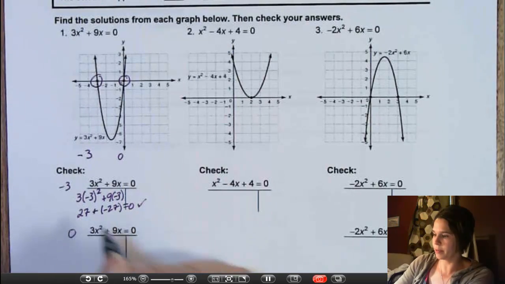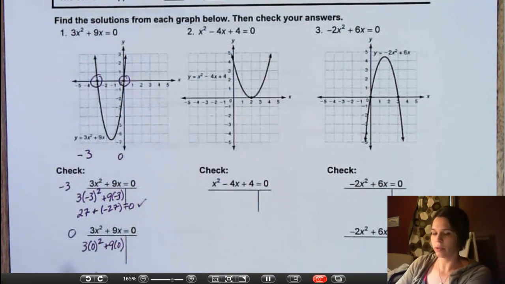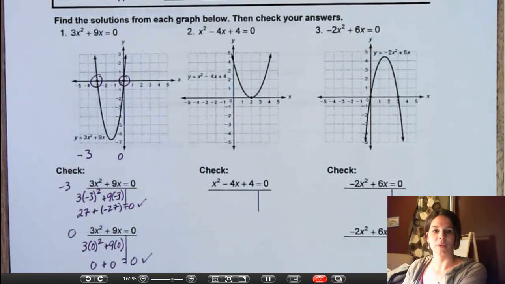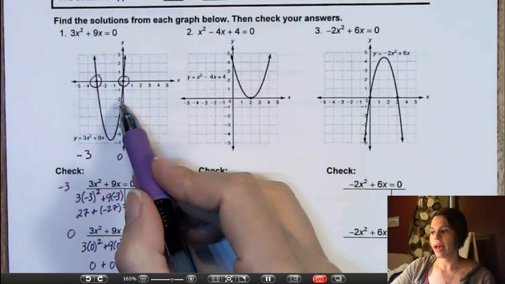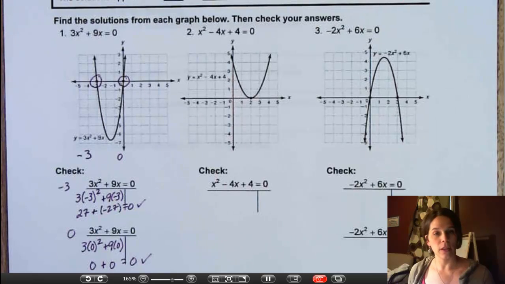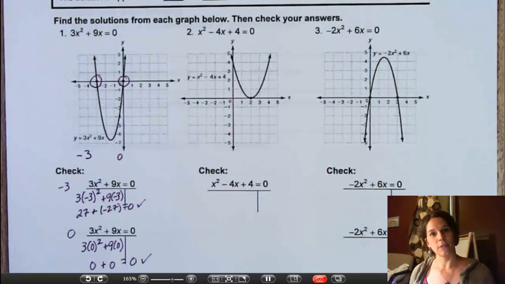Now if we plug in 0, 3 times 0 squared plus 9 times 0. Well, 0 squared is 0, times anything is still 0, plus any number times 0 is 0. So it really does equal 0. We've talked before about how many zeros you can have on a quadratic. In this case we had 2. In our example up above we had 2. So if your parabola's vertex lies below the x-axis and it opens up, it'll cross it twice. Above the x-axis and opens down, it will cross it twice.